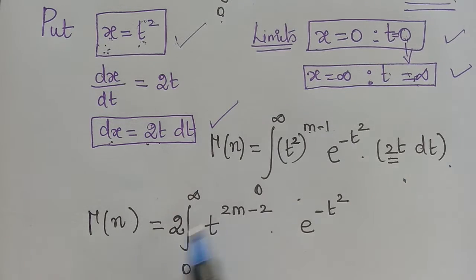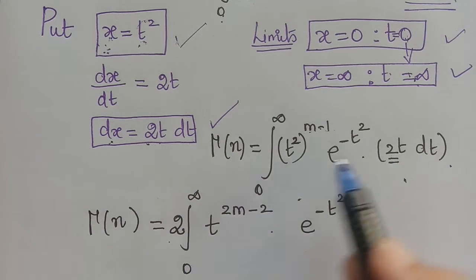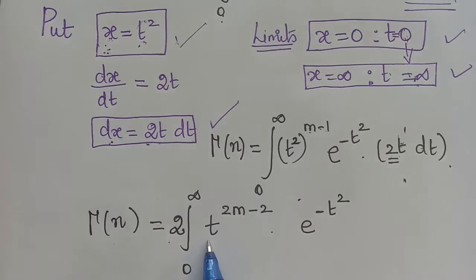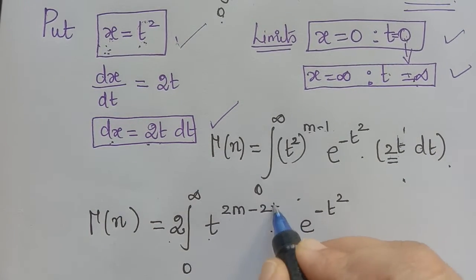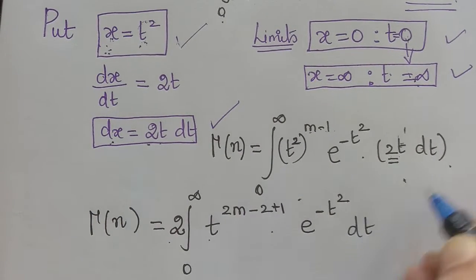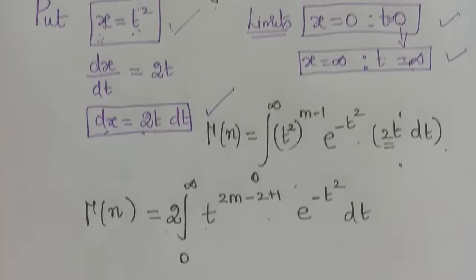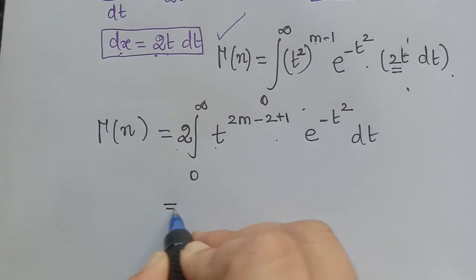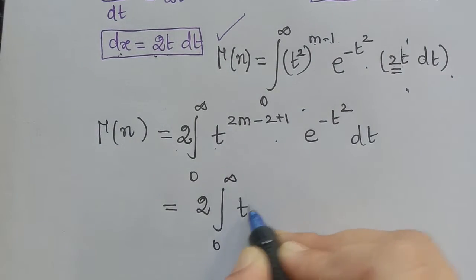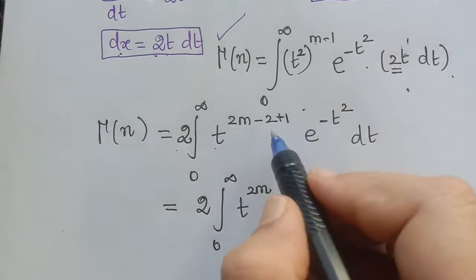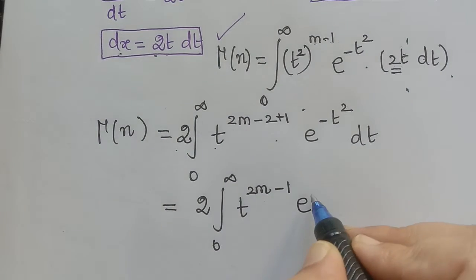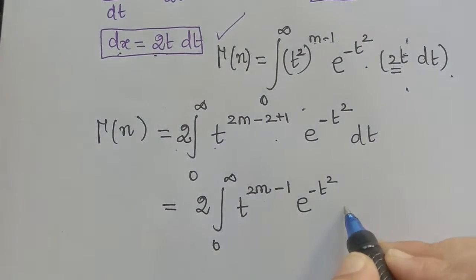And so I have written, it's a constant, so I have written outside the integral. And the power of t, if you see, it is 1, and here also we have a t, so we can add that 1 over here in the power, and then dt. So we have obtained this. After this, it will be equal to twice integral 0 to infinity t to the power 2m minus 2 plus 1 is minus 1, multiplied with e to the power minus t square dt.